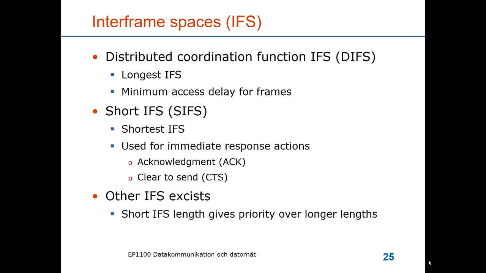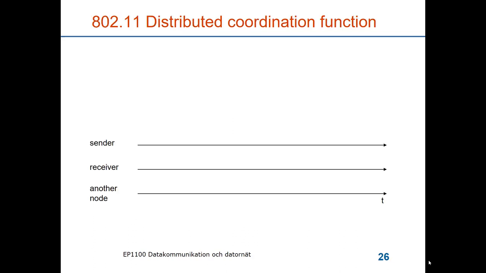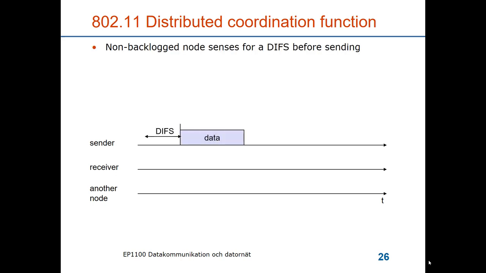So let's look at this distributed coordination function, which is an instance of the CSMA/CA. I have three time axes, this time drawn horizontally: a sender, a receiver, and one time axis which signifies some other node in the same network. The sender is not backlogged, meaning that it does not have a queue of waiting frames. So it receives a frame, and then it senses the medium. It must sense it for a full DIFS.